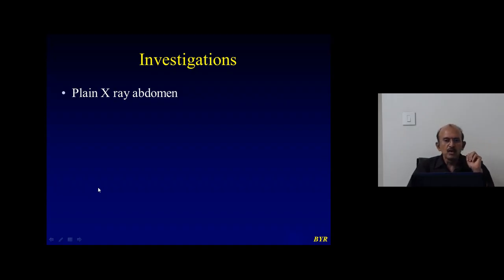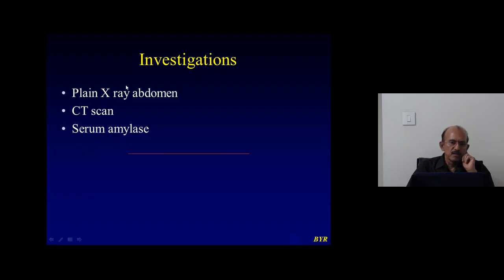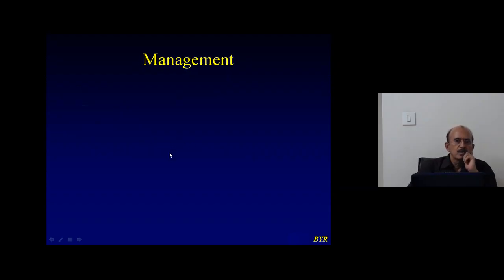So in trauma also you do the same thing: plain X-ray abdomen, CT scan, serum amylase. These 3 will be done, of course, because I am talking about pancreatic trauma. But if it is abdominal trauma and we don't know which organ is injured, then you should go for urine examination for RBC and also ultrasound scan.